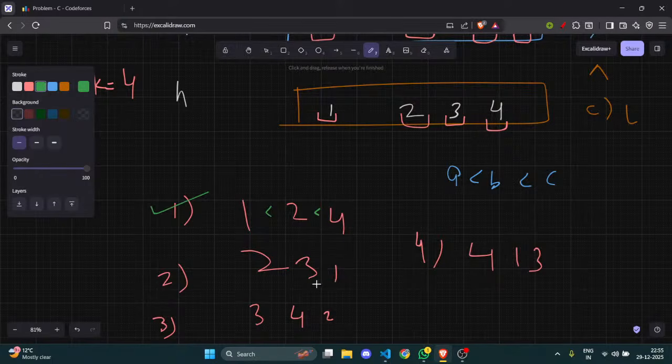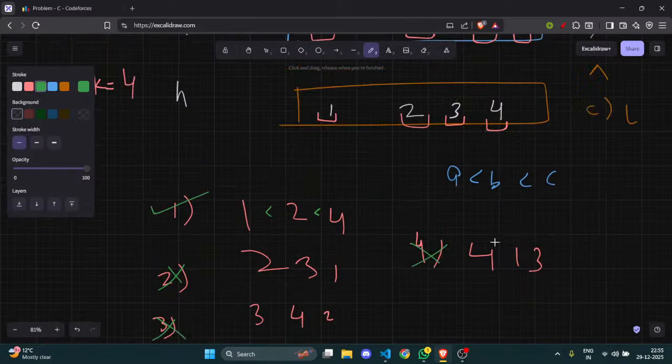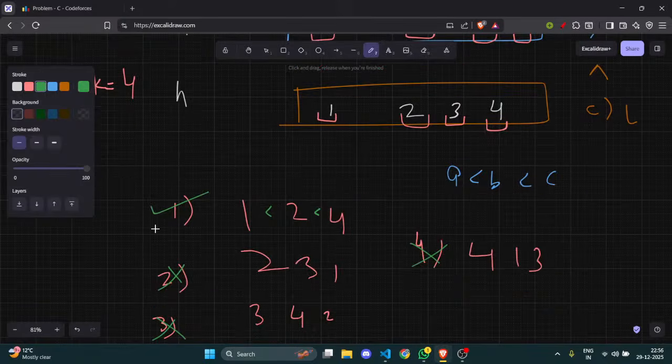Is this a valid snowball? No, because 1 is not greater than 3. Not valid. Is this a valid snowball? No. Is this a valid snowball? No, because this is wrong. So we get only one valid snowball. So in this, when I choose i, j, k in 1 to 4, we only get one valid snowball.